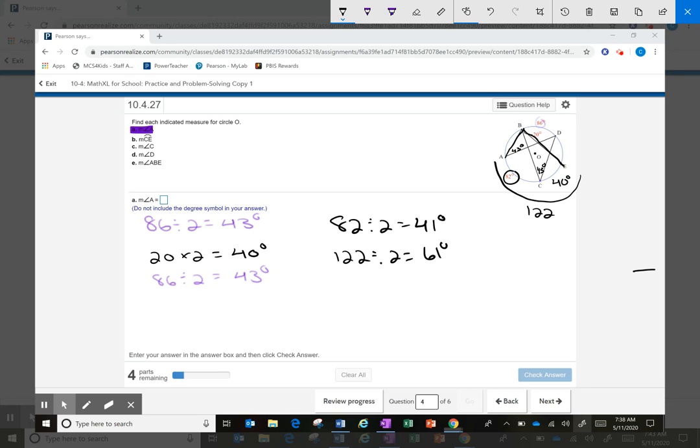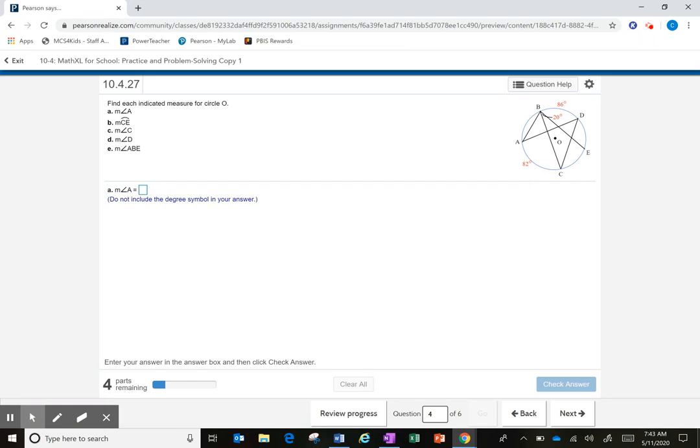Going through and doing these problems with inscribed angles is just multiplying and dividing by 2. If they give you the measure of the angle, you're going to multiply by 2 to get the arc. If they give you the measure of the arc, you're going to divide by 2 to get the angle. The last two problems that you have to go through here are a little bit more basic. Don't make them harder than they need to be, okay?